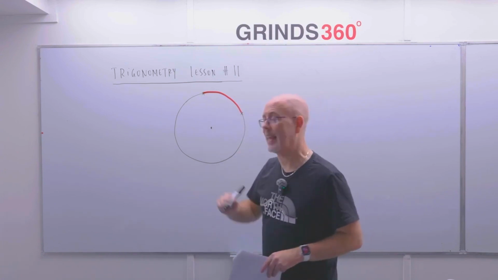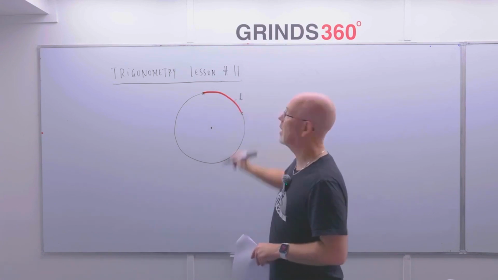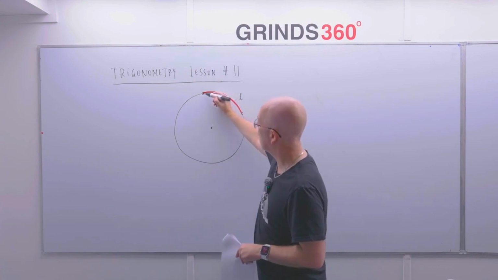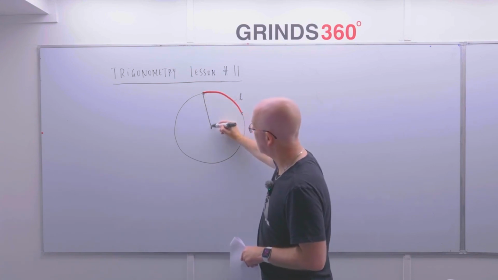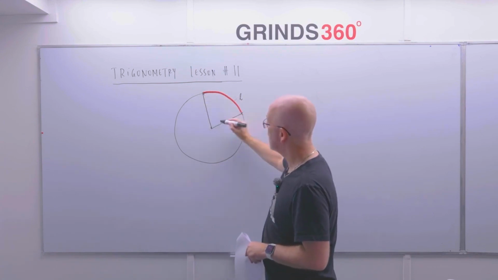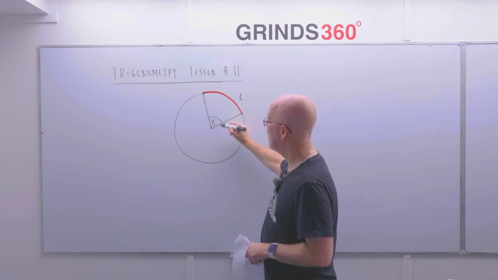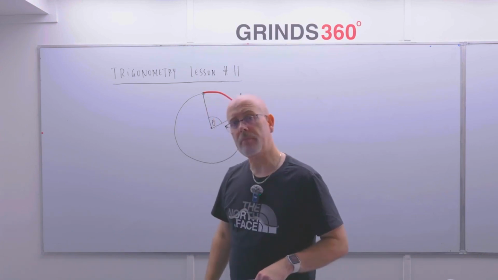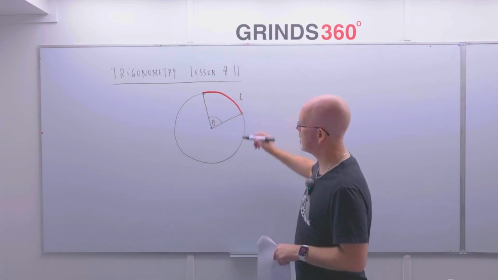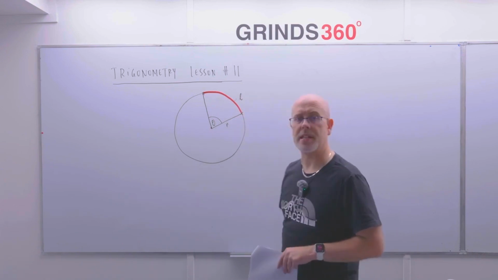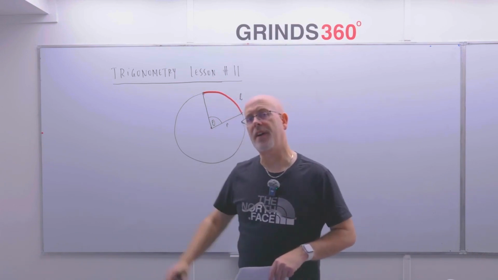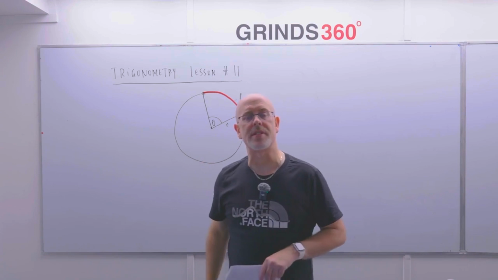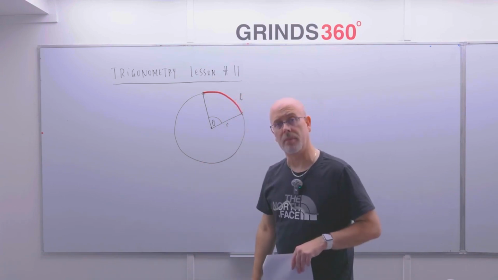To find the length of that red line, which we call L, the length of the arc, the two measurements I need are, first of all, if I join the two endpoints to the center of the circle like that, that angle there, theta, the angle at the center underneath the arc. I also need the radius. So any arc is defined by the angle it creates at the center of the circle and the radius of that circle.